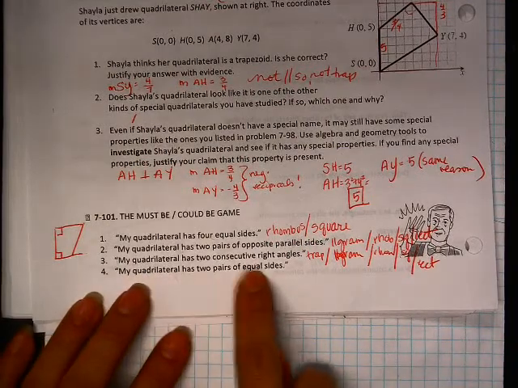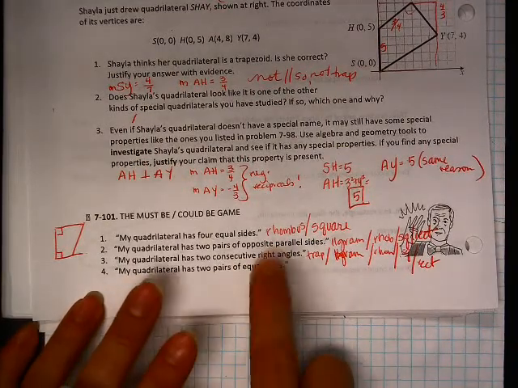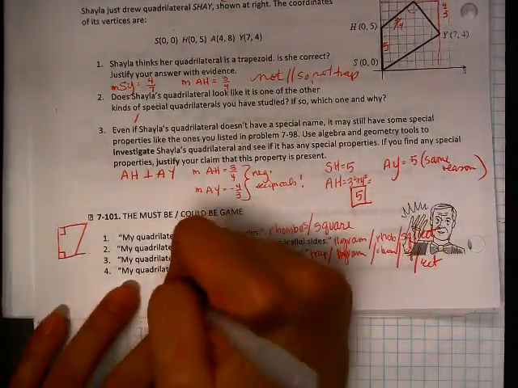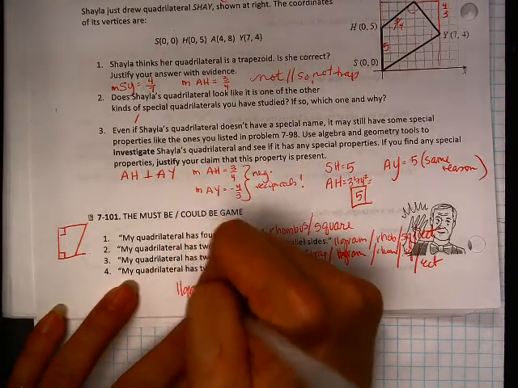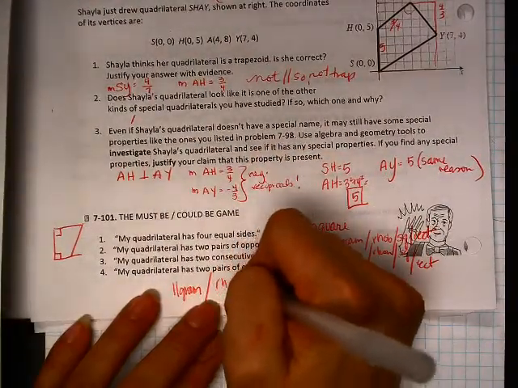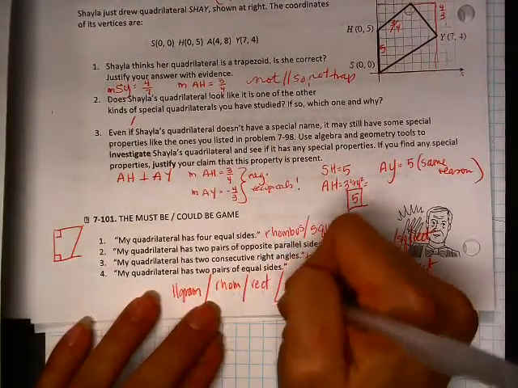My quadrilateral has two pairs of equal sides. That is a theorem that proves it is a parallelogram. So that's the must be, and if this is the must be, these are the could be's. So rhombus, rectangle, and square.